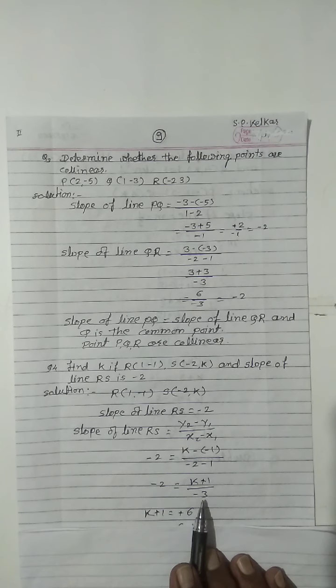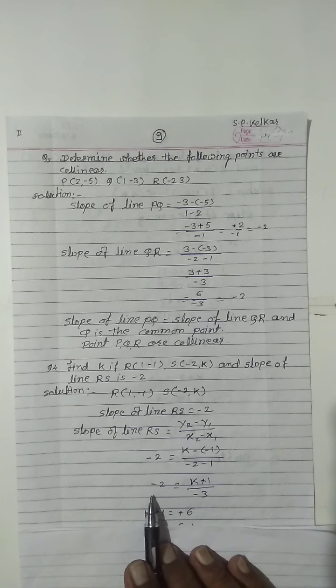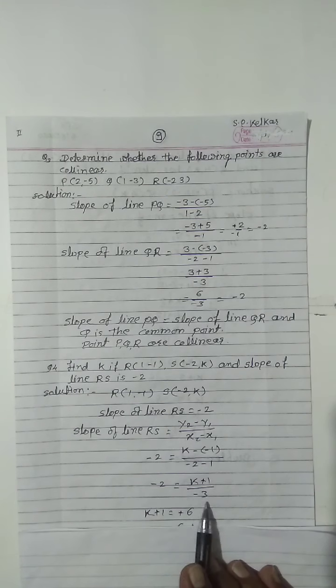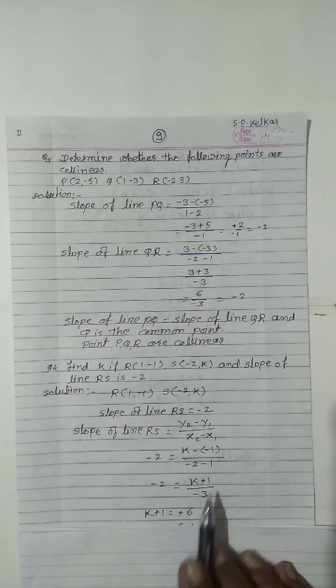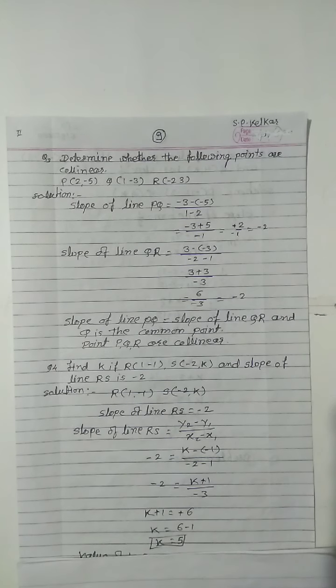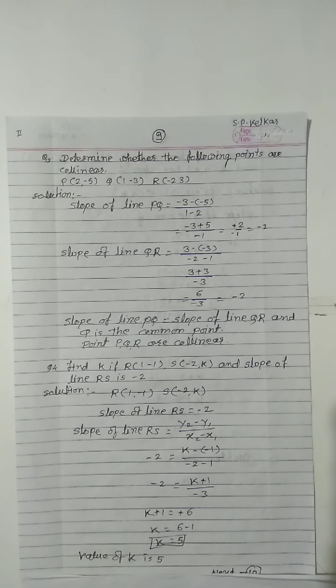Then this minus 3 goes to the left side and is multiplied by minus 2. We get plus 6, and K plus 1 as it is. Then this 1 goes to the right side and changes its sign to minus 1. So K equal to 6 minus 1, which is 5. The value of K is 5. In this way we use the slope of line formula.